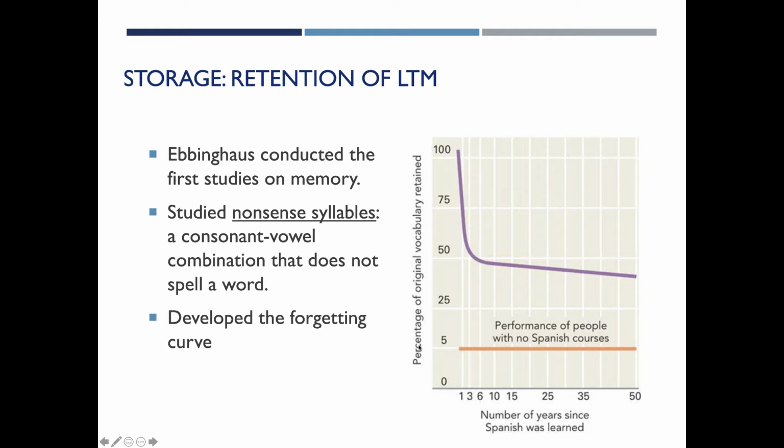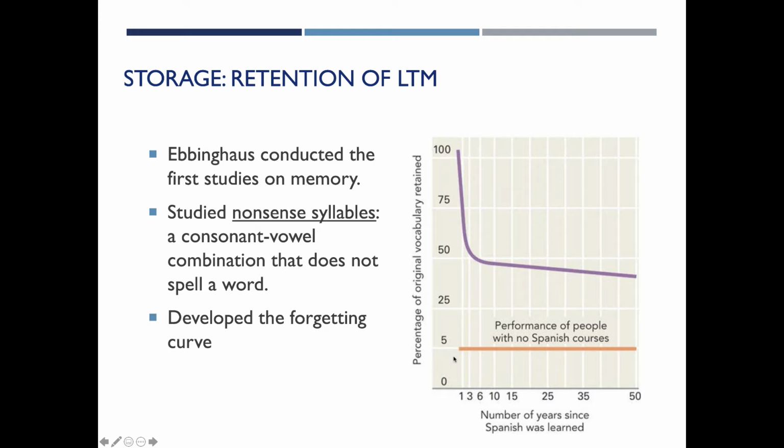So this chart shows the percentage of the original vocabulary retained. So if he got 100% when testing himself, he would score here. If he remembered nothing, it would be down here. And then he looked at what happened over time. And what you can see is most of what you're going to forget, you forget early. So this drop is very steep.